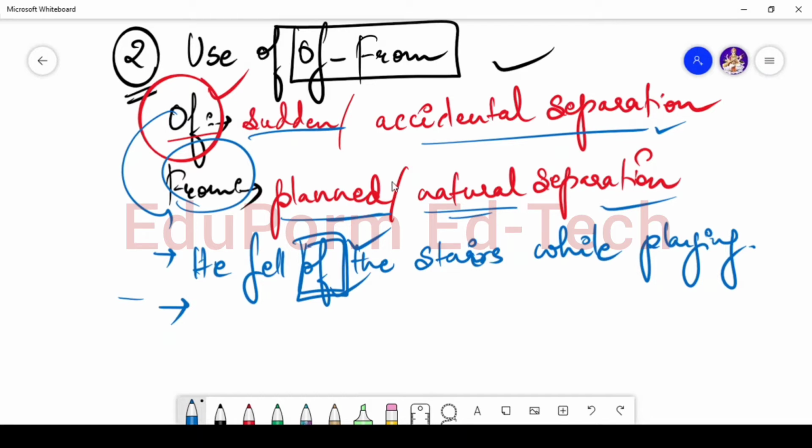Off is used when you're talking about a sudden or accidental separation. Sudden event, accidental. वो खेल रहा था बेचारा खुशी से, तो थोड़ी पता था सीढ़ी से गिर जाएगा. ठीक है, तो it happened suddenly. Now let's talk about from, example of from.